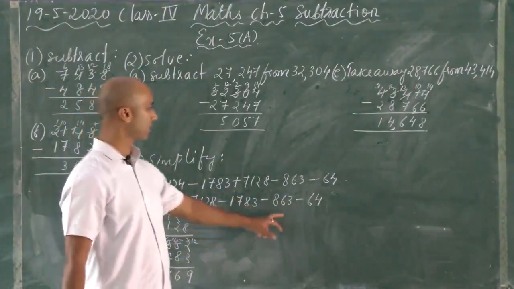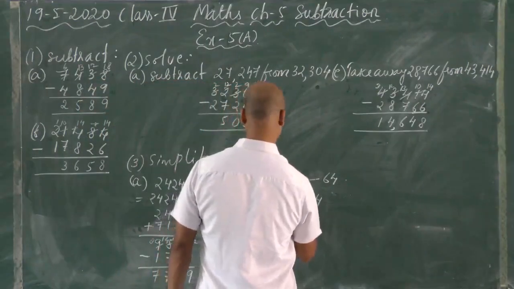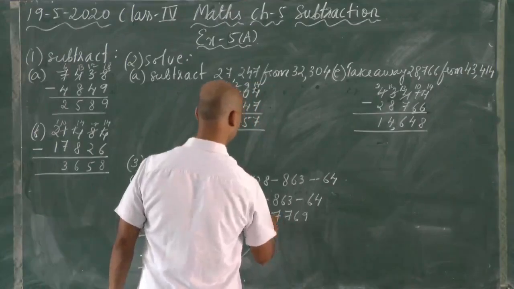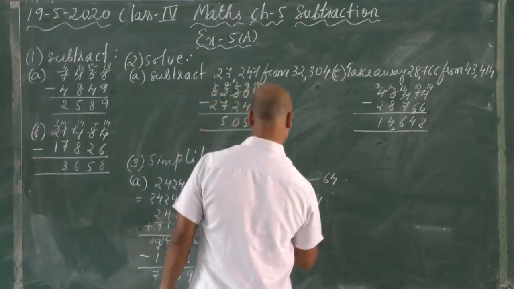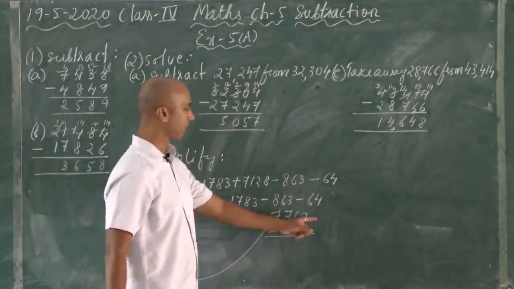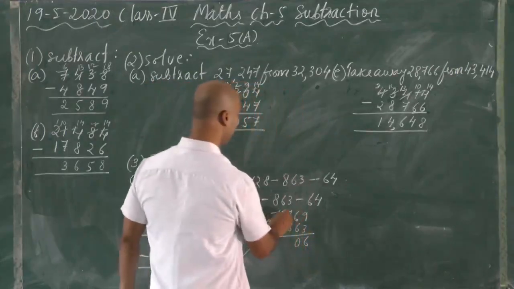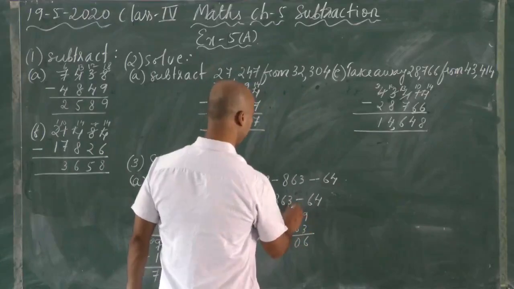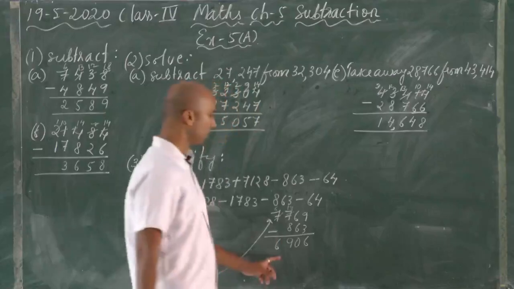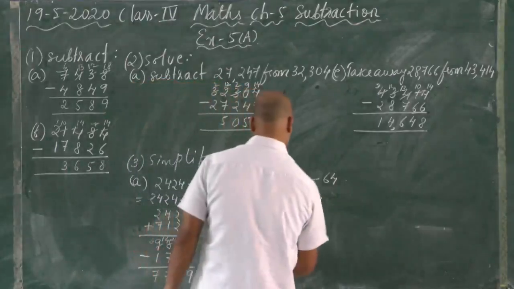Okay, now from this you will subtract 863. So 7769, okay. I'll draw the arrow so that you do not get confused, minus 863. You will subtract from 9, 3, you will get 6, from 6, 6, 0. From 7 you cannot, borrow, this will be 6, 17, from 17, 8, 9, and from 6, 0, 6. So 6906. Now you will subtract the last number, that is 64.